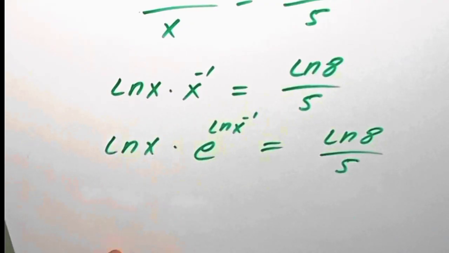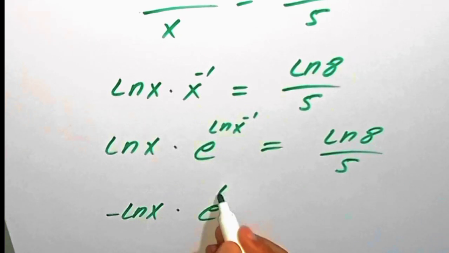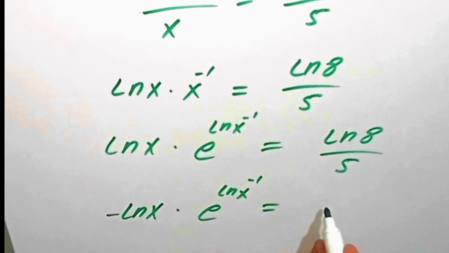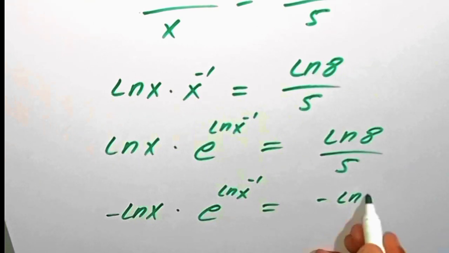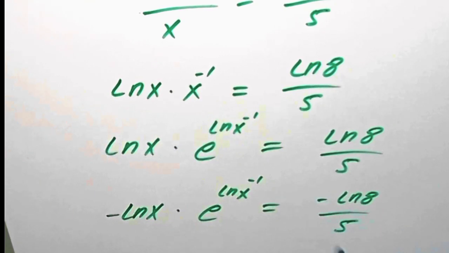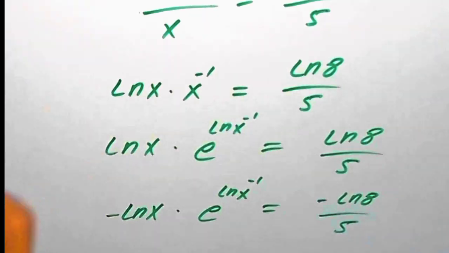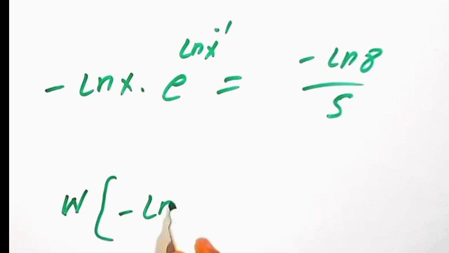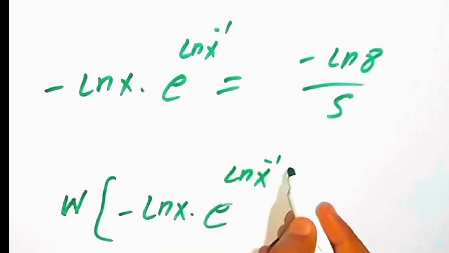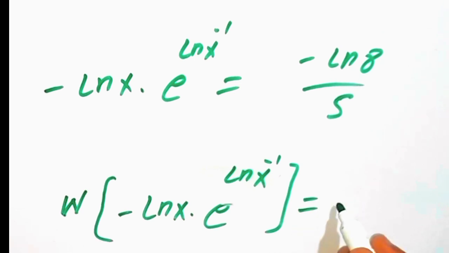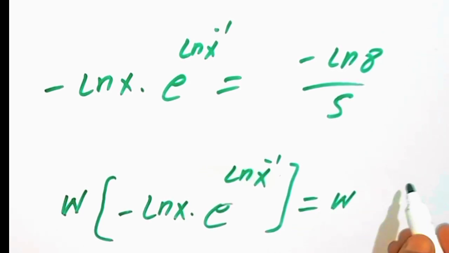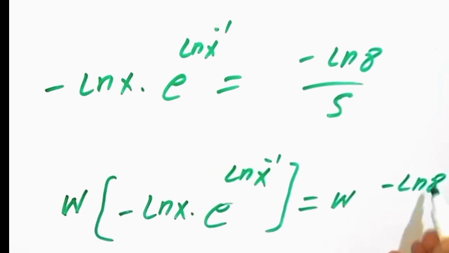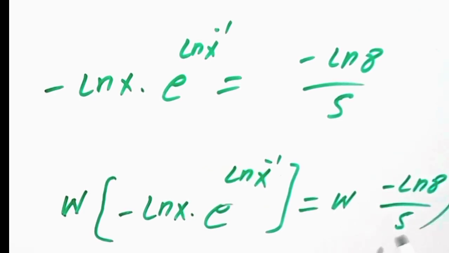So our expression becomes minus ln x times e to the power ln x to the power minus 1 is equal to minus ln 8 divided by 5. So we multiply by minus on both sides. Our equation becomes W of minus ln x times x to the power minus 1, and on the right side we also apply the W function, W of minus ln 8 divided by 5.